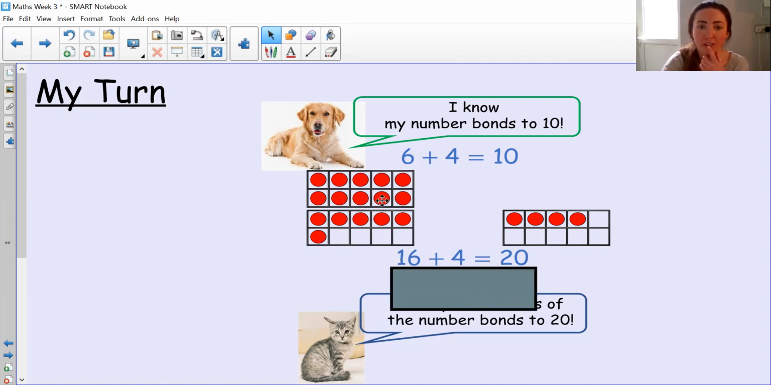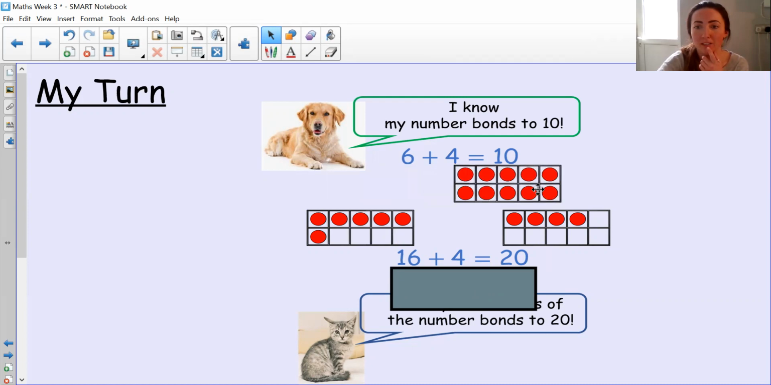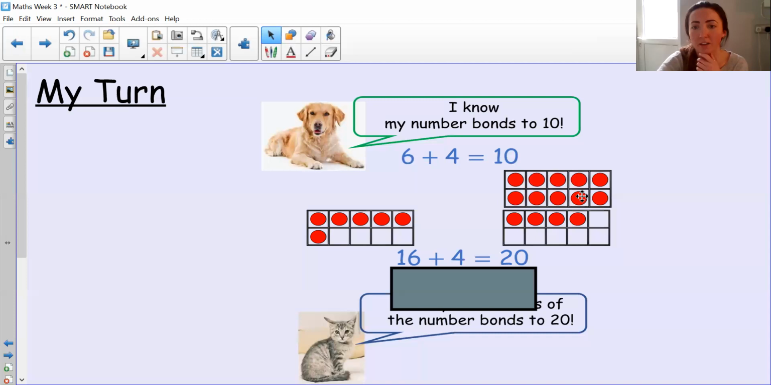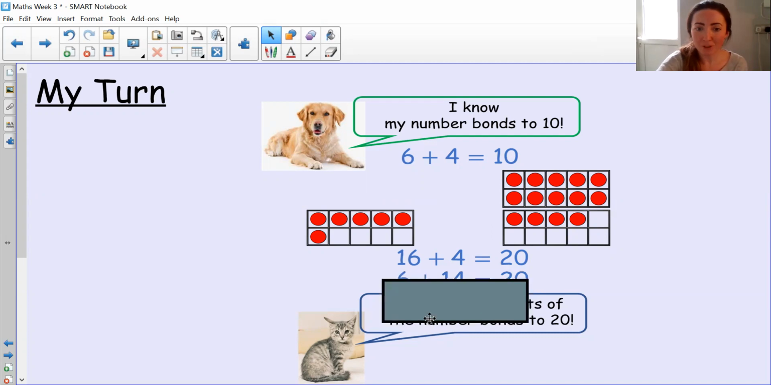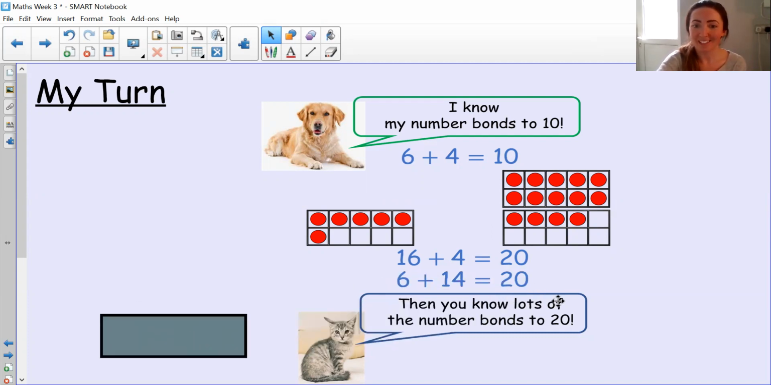Now I wonder if we move over this 10 frame to this side, then can we use our number bonds, because the ones are still the same, to work out 6 add 14 must equal 20 as well? Is that what you meant, Hector? Yes. How interesting. Okay, so if 6 add 4 equals 10, then 16 add 4 equals 20. And so does 6 add 14. Because remember, as long as the 10s and the 1s are the same, then your whole number, your total, will be the same as well.